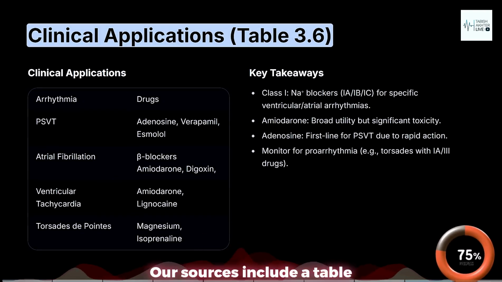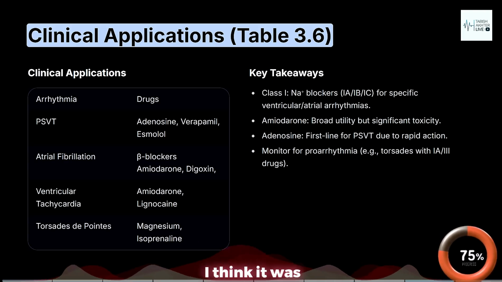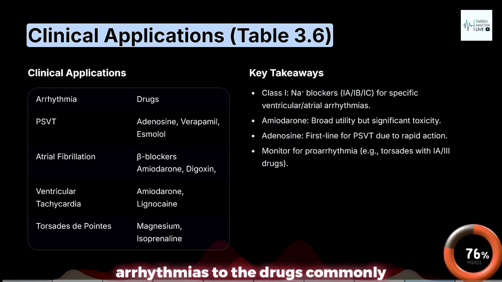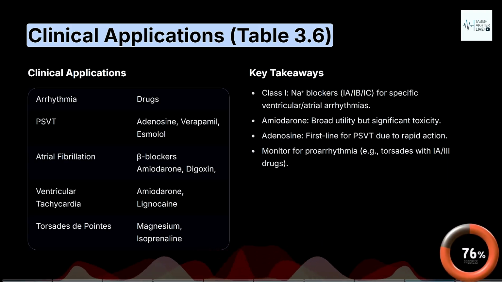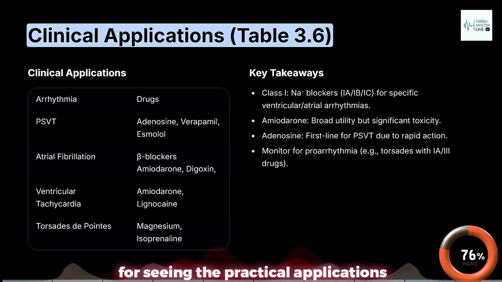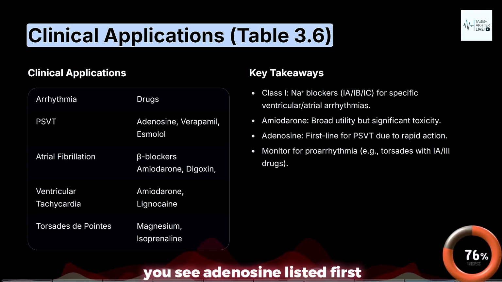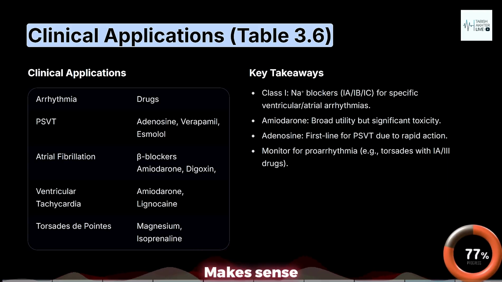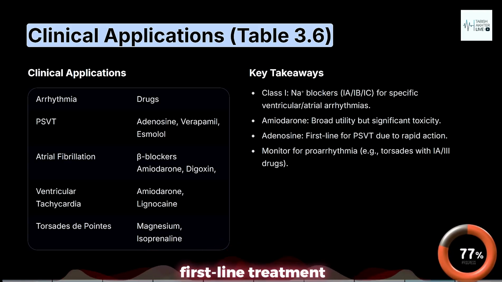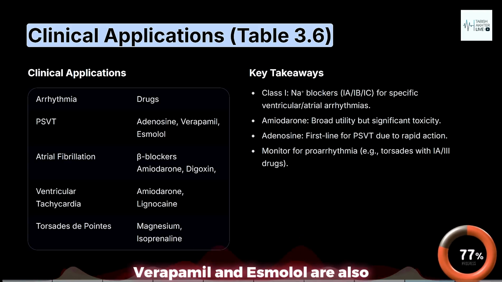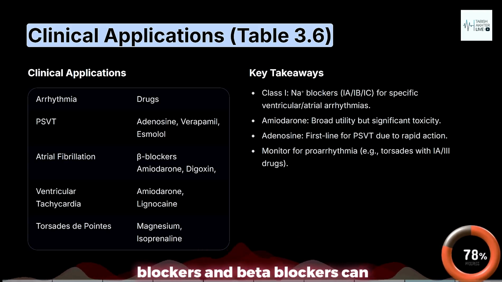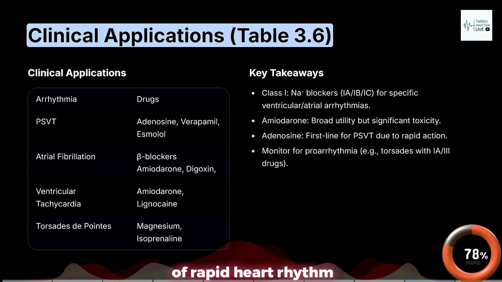Our sources include a table 3.6, I think it was, that directly links specific arrhythmias to the drugs commonly used to treat them. Let's see how it all connects. Yeah, this table is really valuable for seeing the practical applications. For PSVT, you see adenosine listed first. Makes sense, the fast reset button. Right, given its rapid action as the first-line treatment. Verapamil and esmolol are also listed as options, showing how both calcium channel blockers and beta blockers can be used to interrupt that kind of rapid heart rhythm.